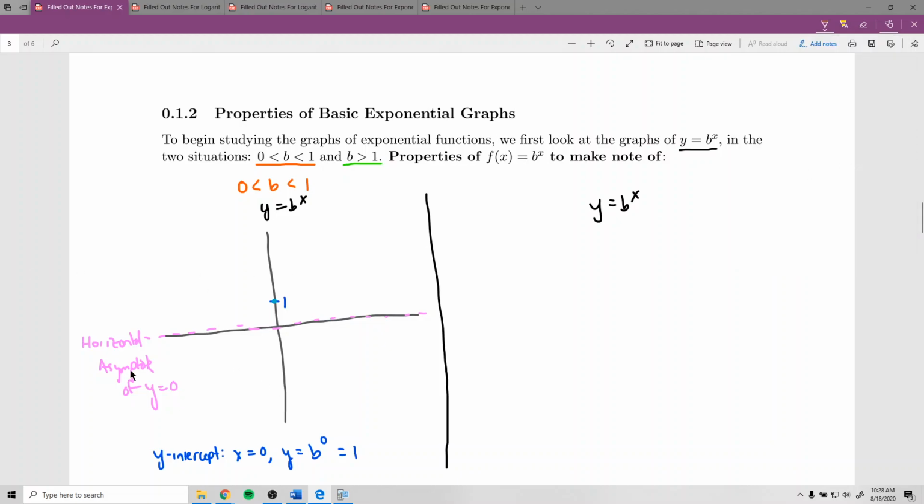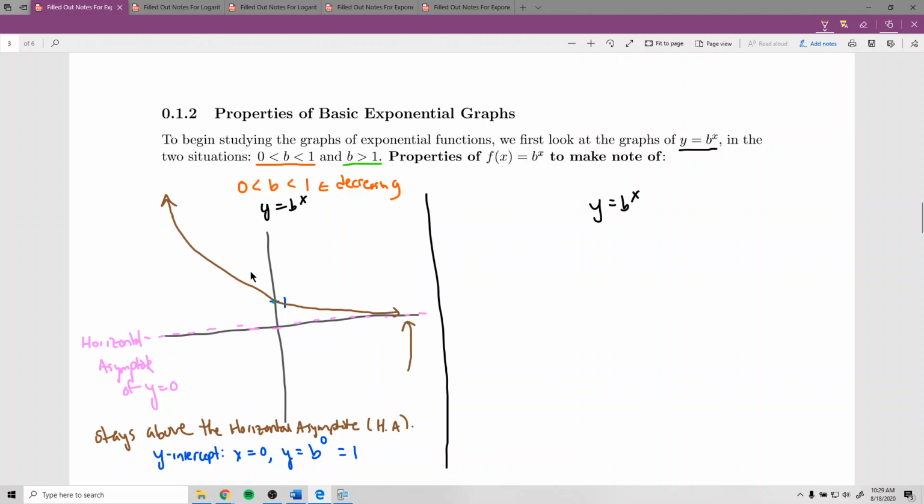Right, and then the last thing, when b is between 0 and 1, it's actually a decreasing graph, and it follows this shape. So decreasing means as we move to the right, it moves down. It's going to stay above the horizontal asymptote, which I'll in the future abbreviate as HA. And it has a curved pattern like this. So even though it's getting very close to the horizontal asymptote over here, it's going to stay above, and it's going to move right forever.